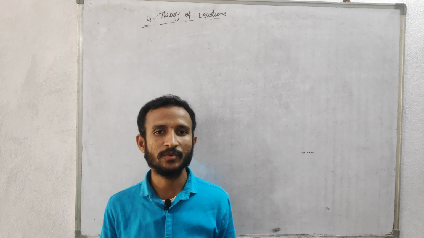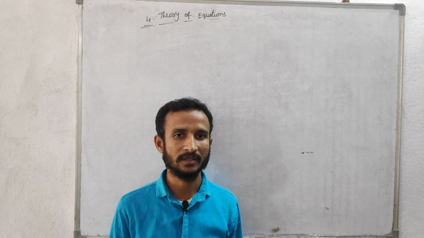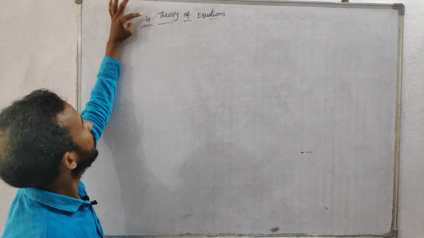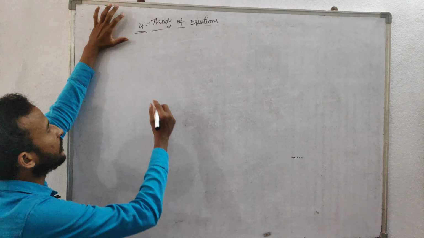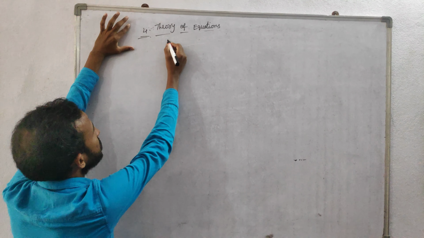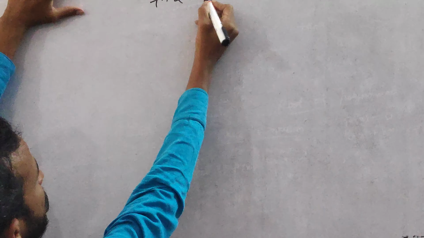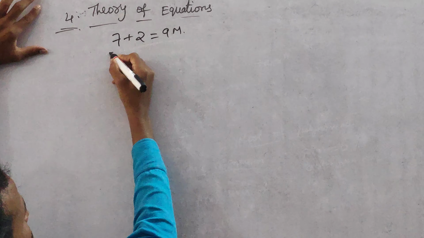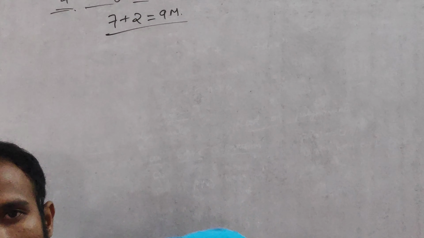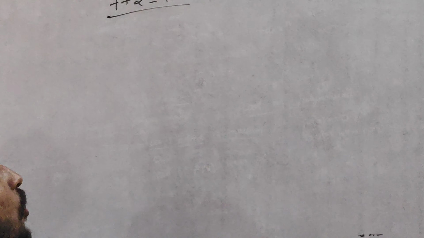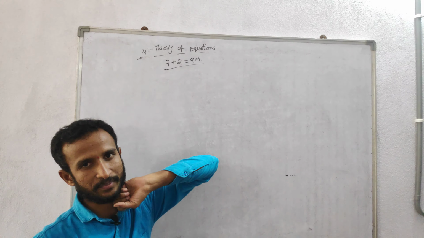Today we will discuss the theory of equations. It is the fourth chapter in Mathematics 2A. In intermediate, the weightage of this chapter is 7 plus 2, equal to 9 marks: one 7-marks problem and one 2-marks problem.